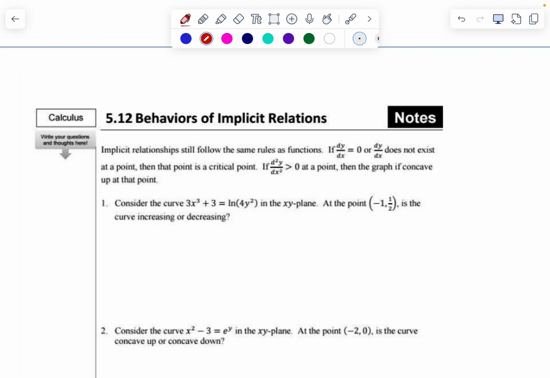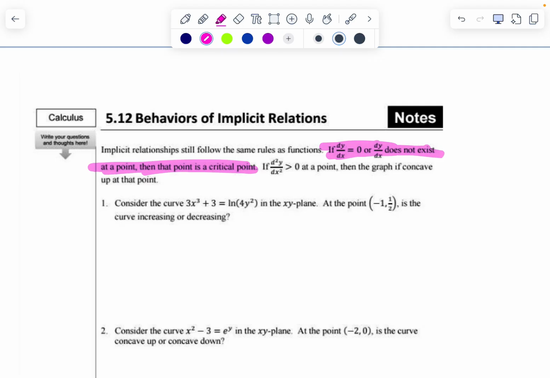Implicit relationships still follow the same rules. So if dy dx equals 0 or does not exist, there's a critical point. Highlight that. It's kind of buried in here. But it makes sense. Dy dx we know is a slope of an implicitly defined function. So if it equals 0 there, then it's probably a minimum or maximum. Okay, and then similarly, if the second derivative is greater than 0, it's concave up, etc. Okay, and if it's less than 0, it's concave down.